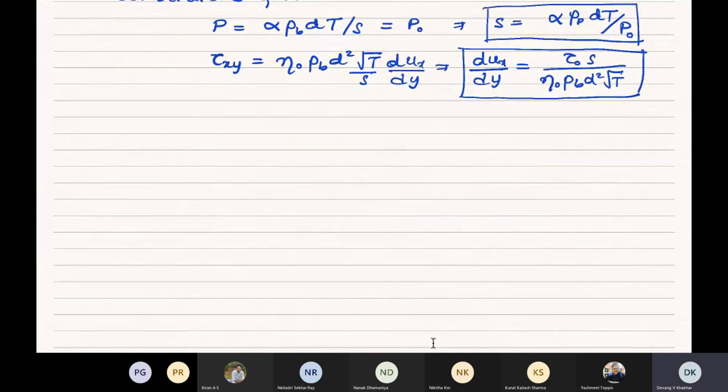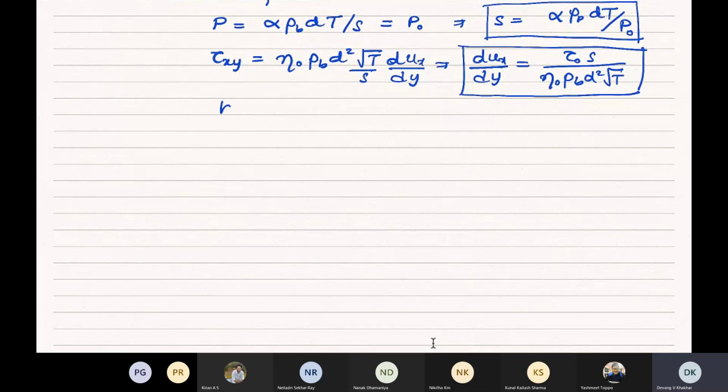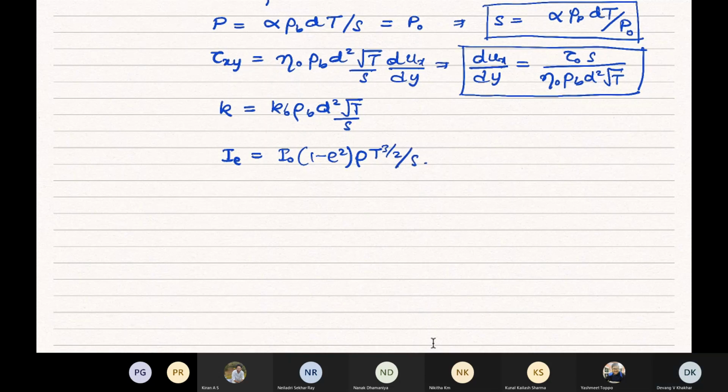And then we have the constitutive equation for K, which is important in the energy balance equation. This is just K0 rho b into d squared square root of T divided by S. Okay, and then you have I for inelastic collision, that is just I0 into 1 minus e squared, rho b T raised to the power of 3 by 2 by S.